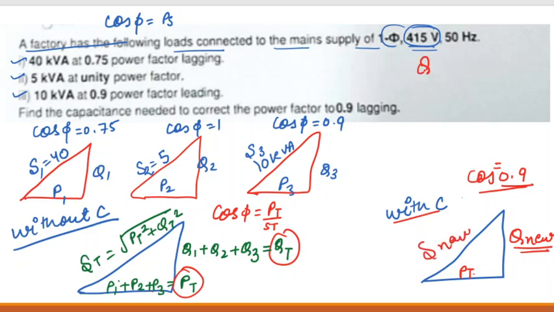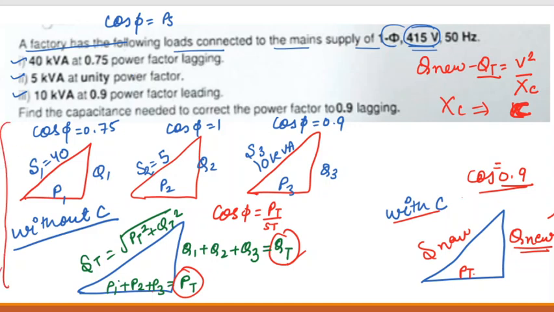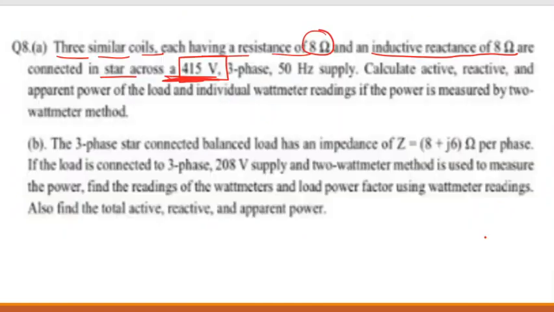Again you need to do the same procedure. Q capacitor, that is Q new minus Qt, is equal to V square by Xc. Qt you know, Q new you know, V you know, then you will get Xc and after that you will get C. Right? So it's a long procedure, but it's a question from power factor improvement only that you will definitely get.